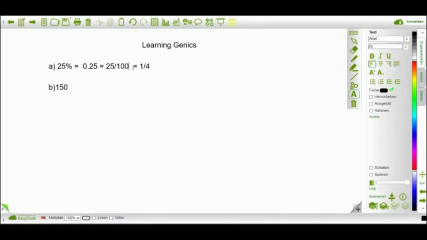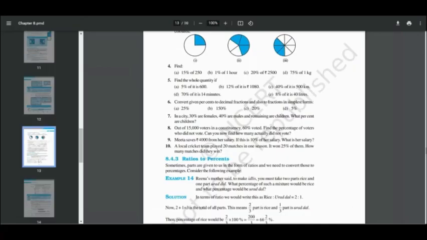And then if we divide it, we will get 1 by 4. So the simplest form will be 1 by 4. And 25% in decimals will be 0.25. Now the second question is 150%.